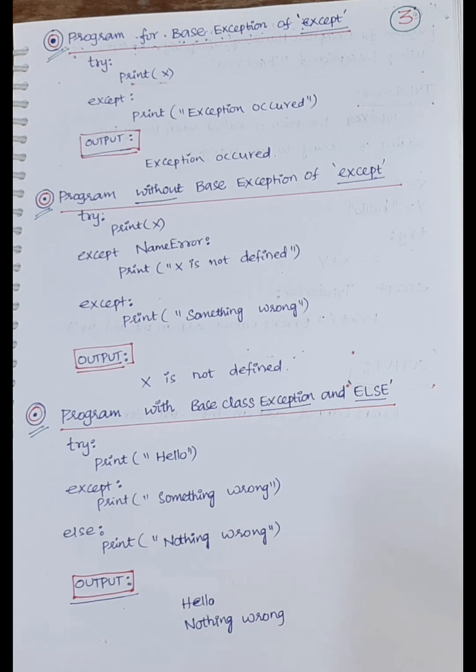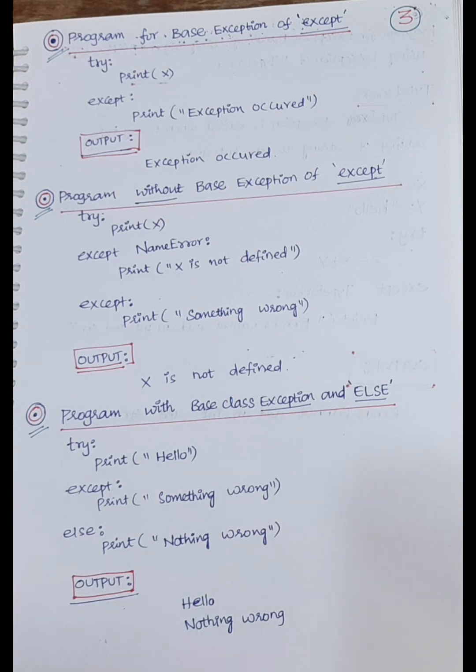Next program, with base class exception and else. I am using here else with the base exception. You see here in the try block I wrote print hello string. In the except block I wrote something went wrong. In the else block I wrote nothing wrong. You see here our output is hello. Actually here the string we write in the print will be displayed in the try. That is hello.